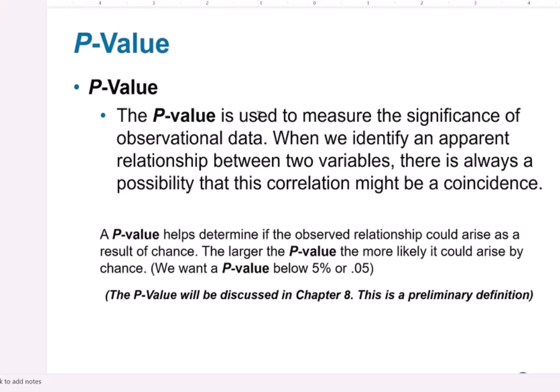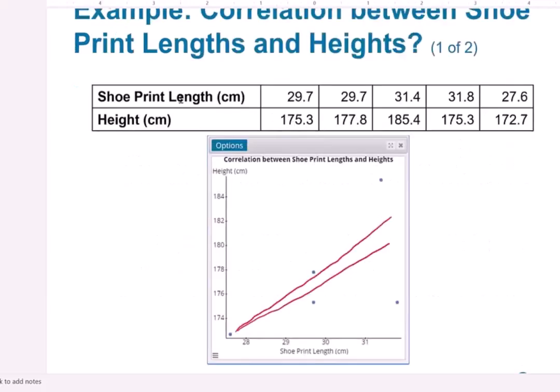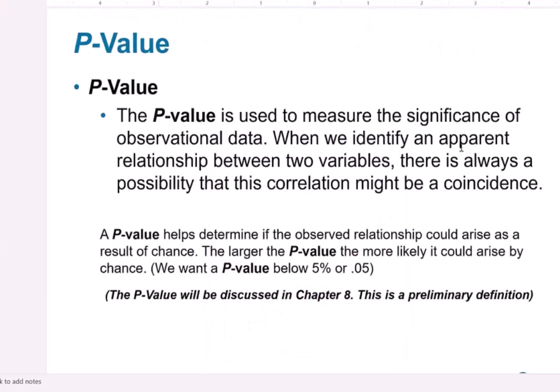The p-value is used to measure the significance of the observational data. When we identify an apparent relationship between two variables, let's say we think there's a relationship between shoe print length and height, there is always a possibility that this correlation might be a coincidence. The p-value helps determine if the observed relationship could arise as a result of chance.